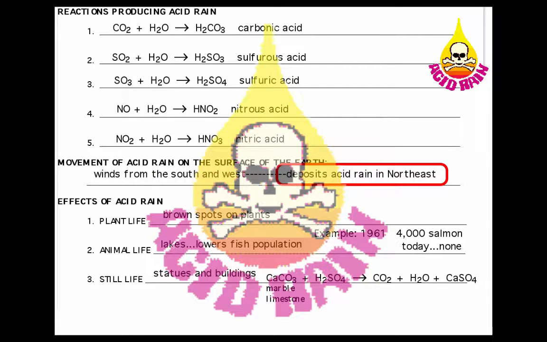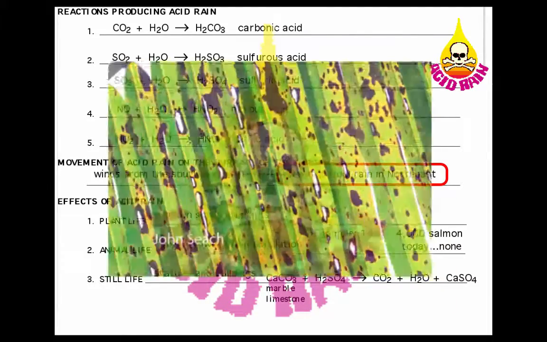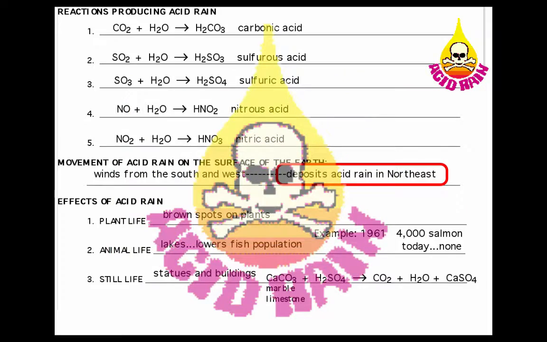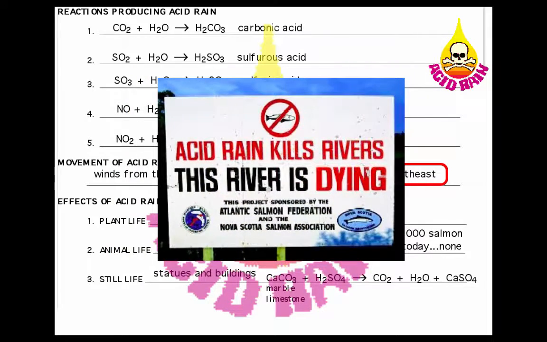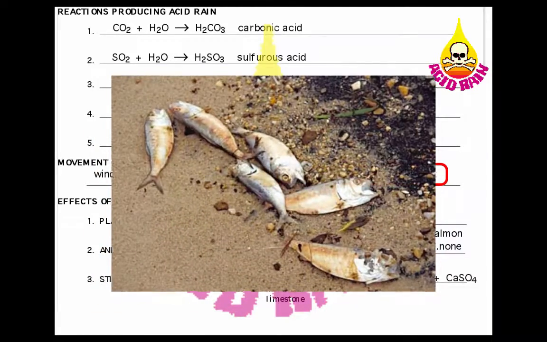Now, effects of acid rain. It affects plant life, brown spots on plants, animal life, lakes, lowers fish population, still life. So let's take a look at a couple diagrams. Brown spots on plants. Animal life, acid rain kills rivers. This river's dying. And of course, the fish population dies.